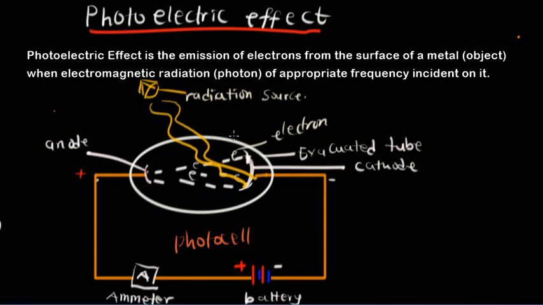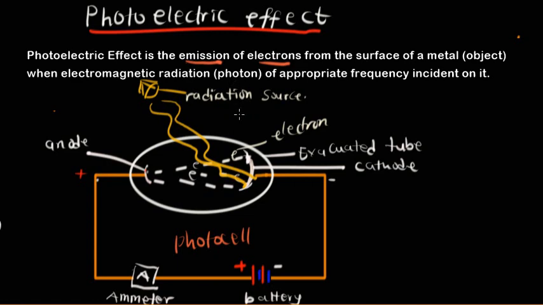Okay, in this video, I want to take you through how to demonstrate the photoelectric effect. The photoelectric effect is the emission of electrons from the surface of a metal or any charged object when electromagnetic radiation of appropriate frequency is incident on it. That is basically what this phenomenon is about.